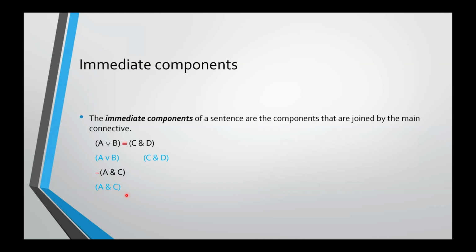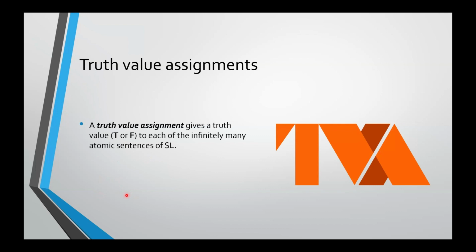So now that we've got all those definitions in mind, we'll start talking about the semantics of SL. These are given in terms of truth value assignments. What a truth value assignment does is it gives a truth value, which is T or F, true or false, to each of the atomic sentences of SL. And there are infinitely many of these, so it's assigning truth values to all of the infinitely many of them.